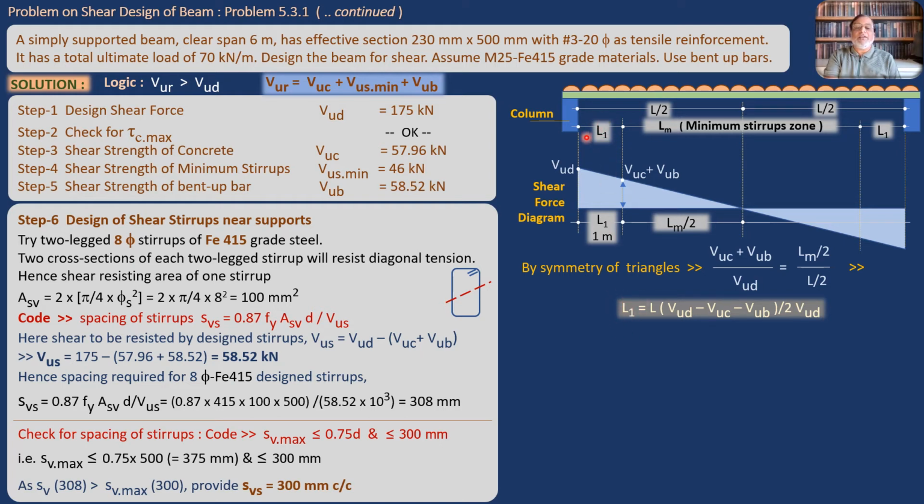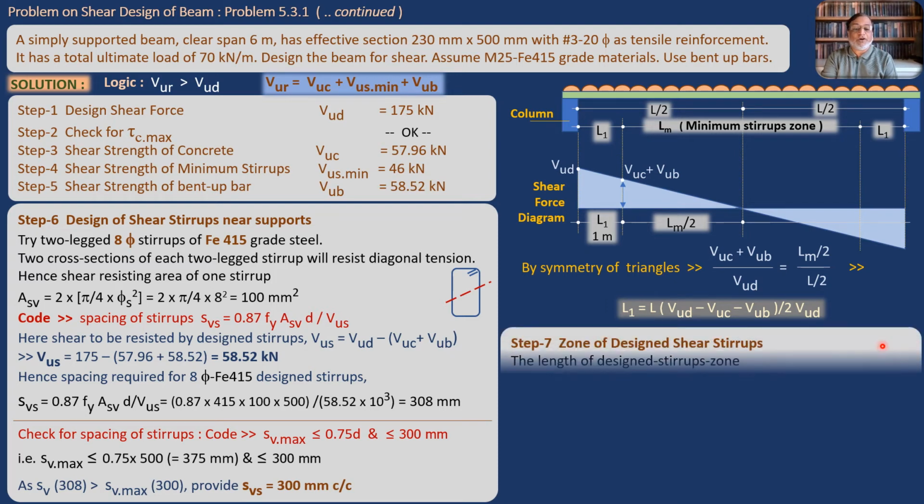What is this L1? L1 is the zone, or the part of the span of the entire beam, in which you will be providing stirrups at 300 mm center to center. Otherwise, in between you will be providing minimum stirrups. So this is how we have divided the beam into two zones: the zone of minimum stirrups and the zone of maximum stirrups, that is L1. We have divided the beam into zones in order to achieve economy. Now you will calculate this value of L1 by using this formula.